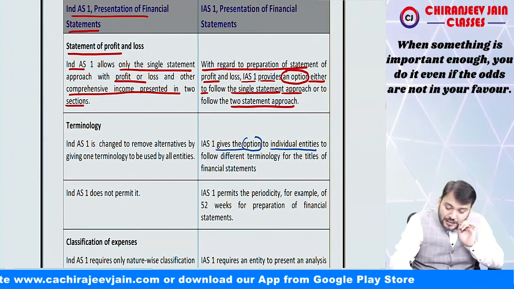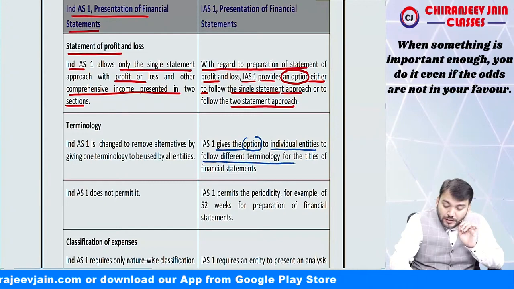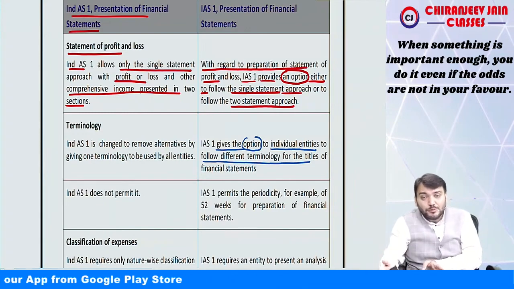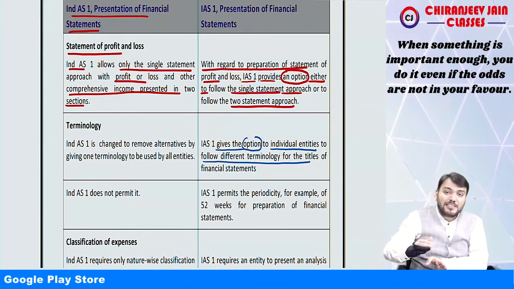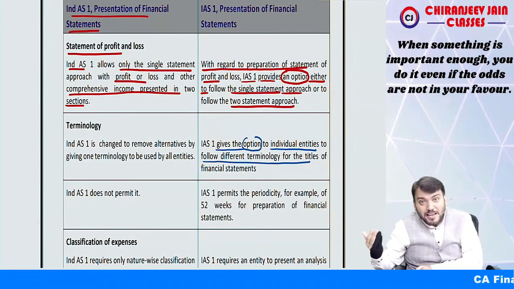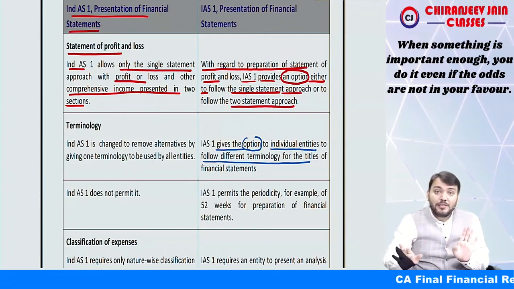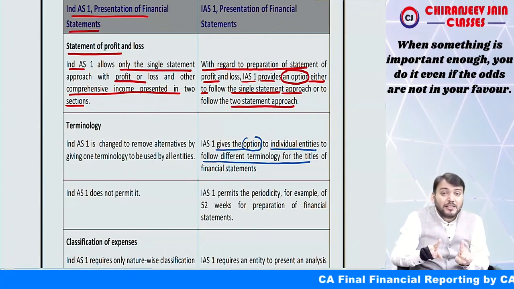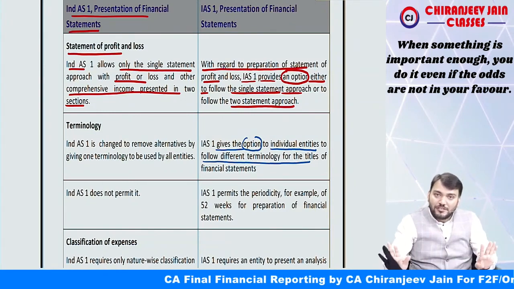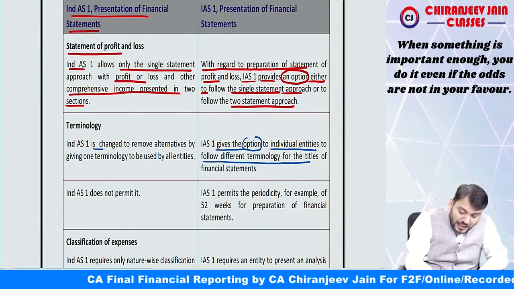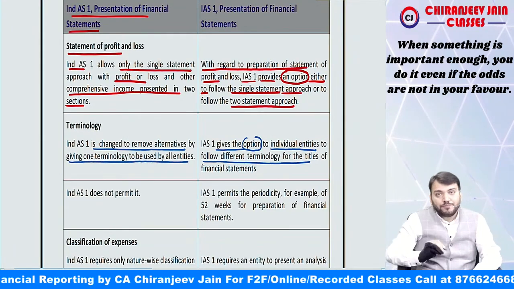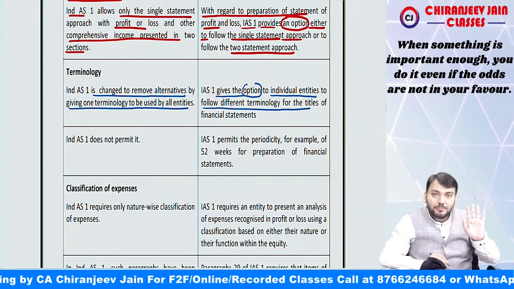Second point, terminology. As per IAS 1, once again an option has been given to the individual entity to follow different terminology for the titles of financial statements. Means one entity may use statement of financial position, another entity may use balance sheet. Correct? But under Ind AS 1, financial statement terminology will be decided as per the legal requirement, means as per company law. Therefore, such option has not been provided. So Ind AS 1 is changed to remove the alternative by giving one terminology to be used by all entities. Understood? Correct. Point number 2 you understood.